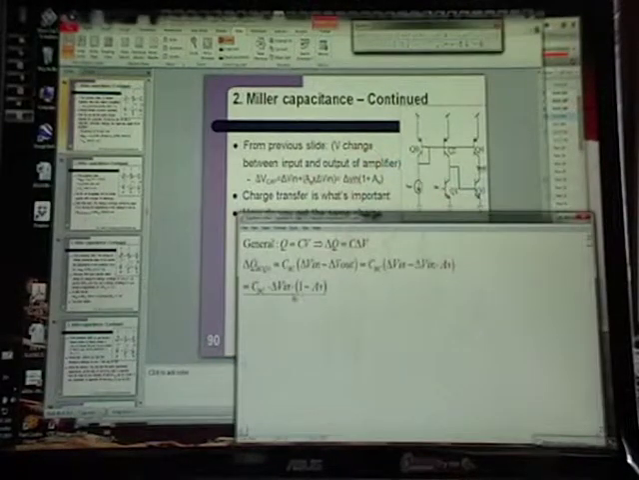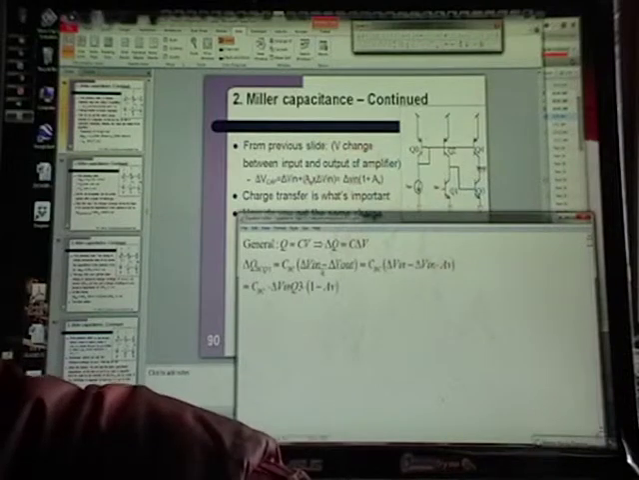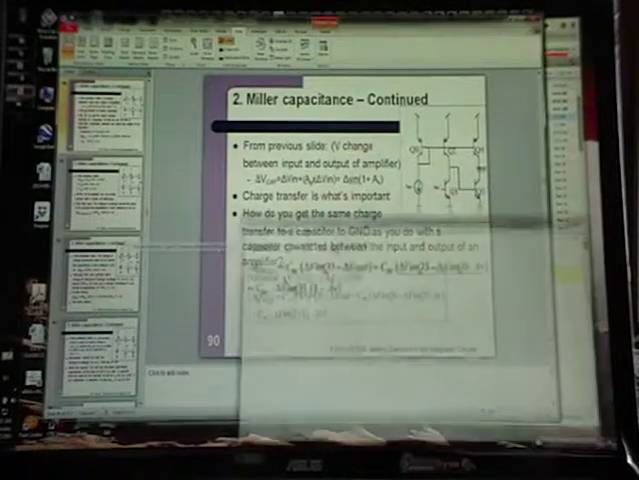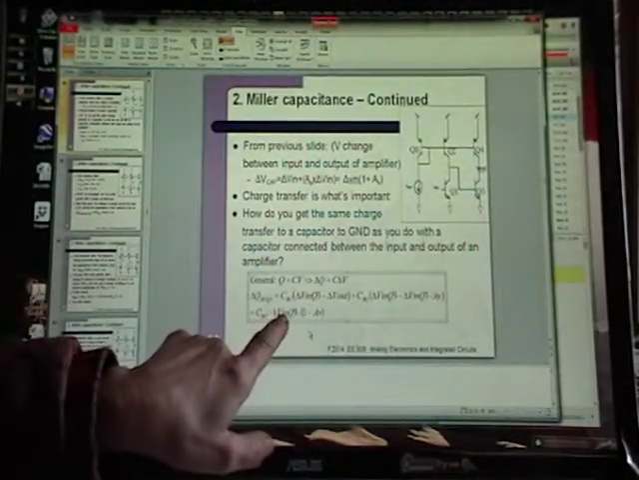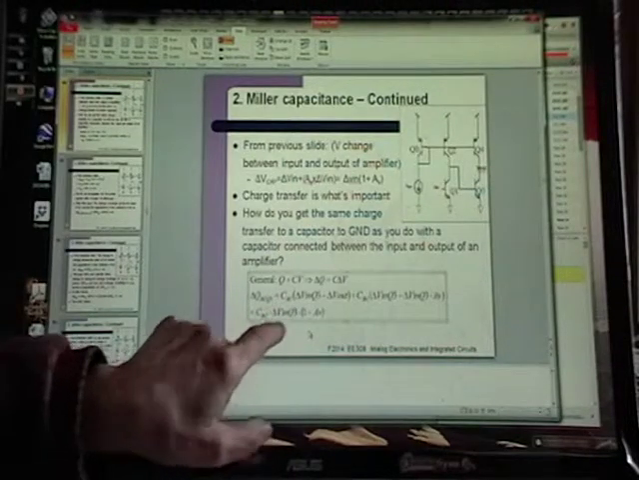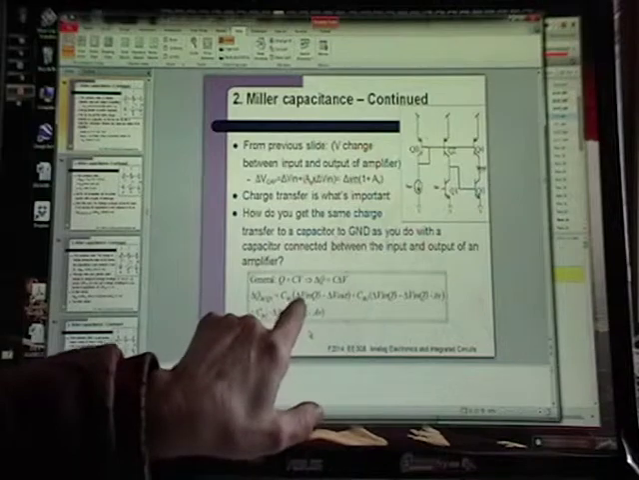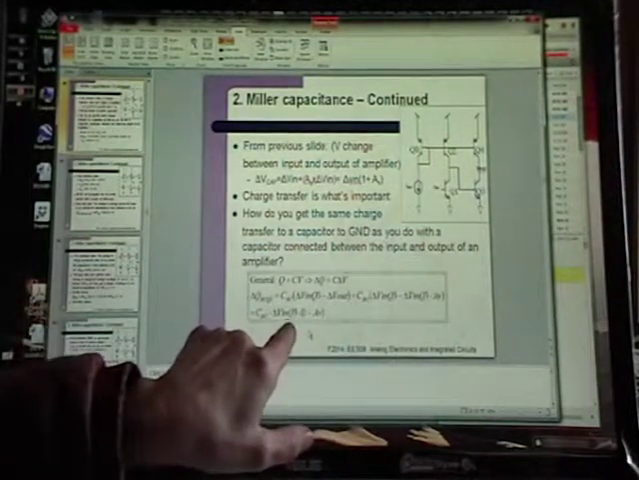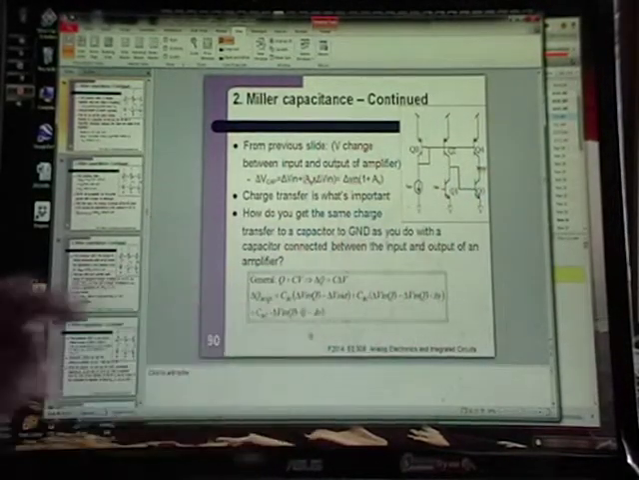Okay, my computer's not gonna, oh, there we go. Let's make this Q3. What this says is, if you change the base voltage of Q3, what you actually get is a change of voltage across this capacitance right here of that change in voltage times 1 minus AV.